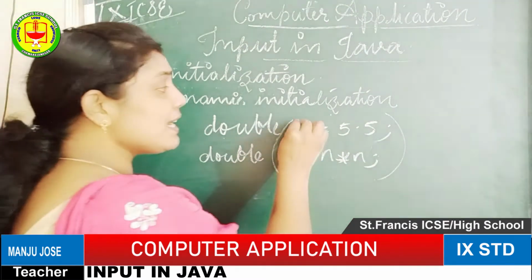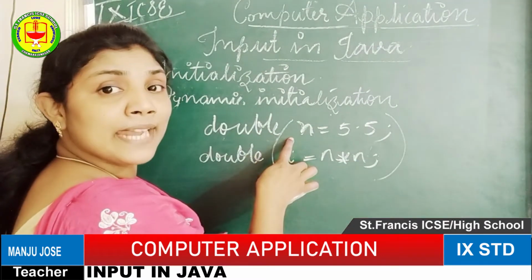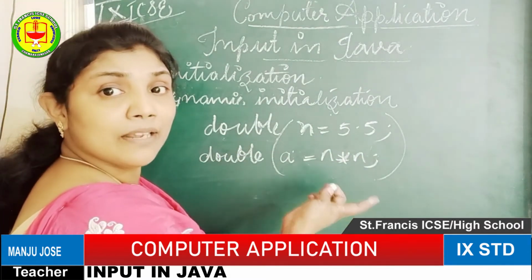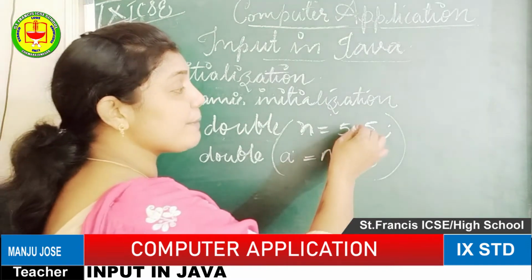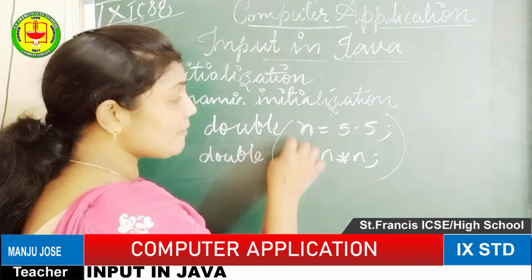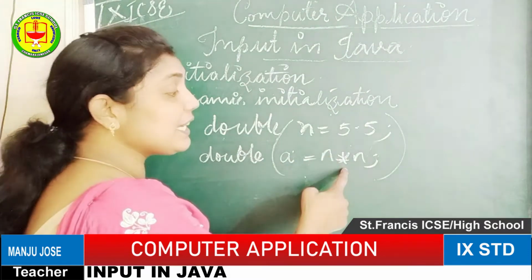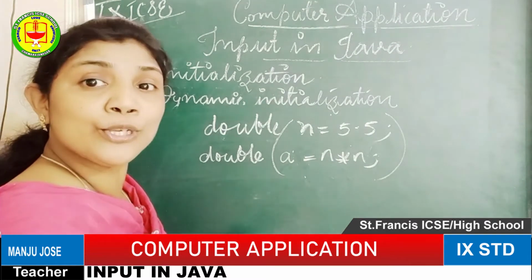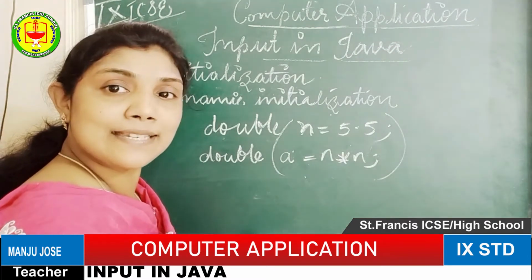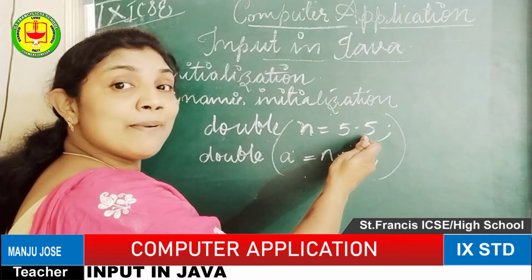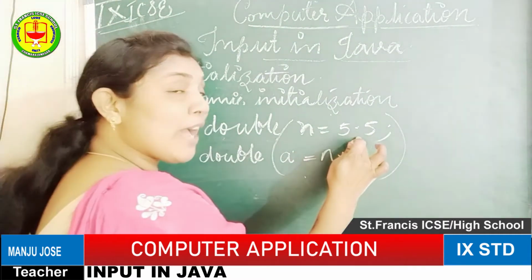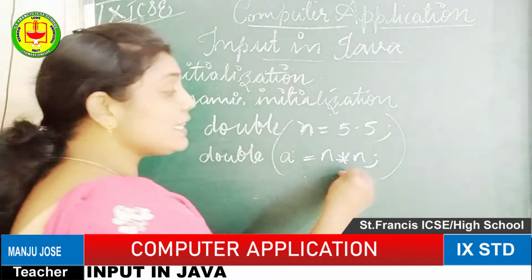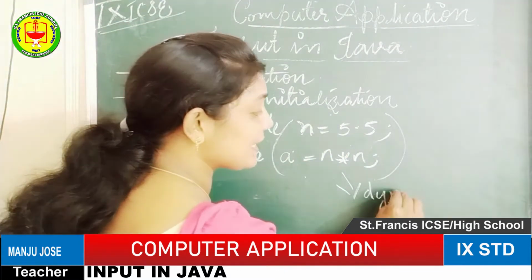Here the compatible data type is double, which means it is a decimal fraction number, float double. So here I have given 5.5. The next step uses the same format, but here we used a variable, not a value. Directly storing a value into the variable is called initialization. If you are not using the value directly, but initializing with the help of another variable, this is called dynamic initialization.